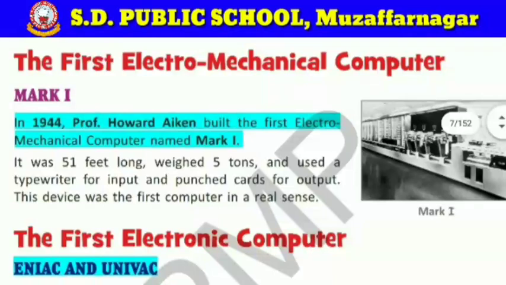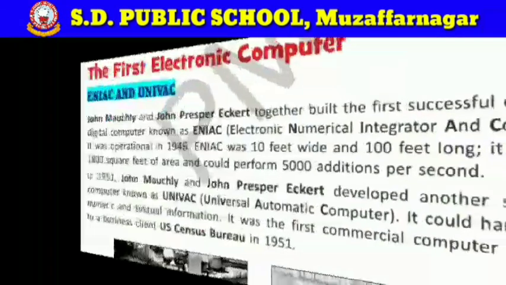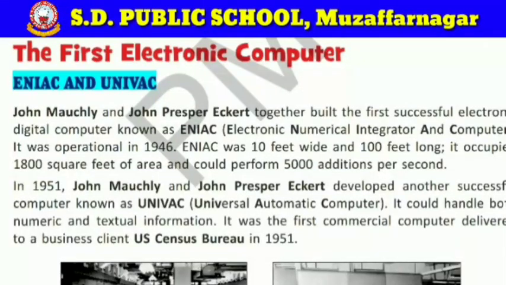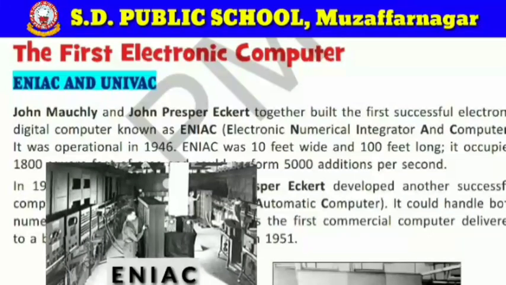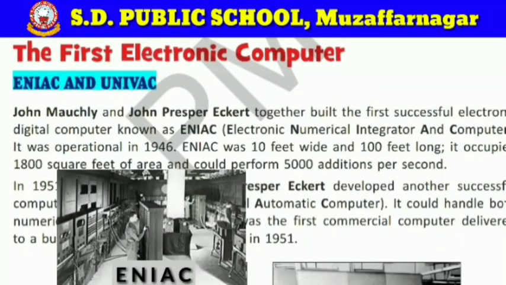Now, the first electronic computers were ENIAC and UNIVAC. John Mauchly and John Presper Eckert together built the first successful electronic digital computer known as ENIAC, that is, Electronic Numerical Integrator and Computer. It was operational in 1946. It was also very big in size. It occupied about 1800 square feet of area and could perform 5,000 additions per second.